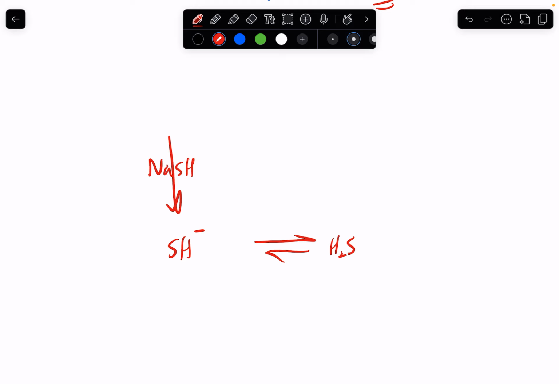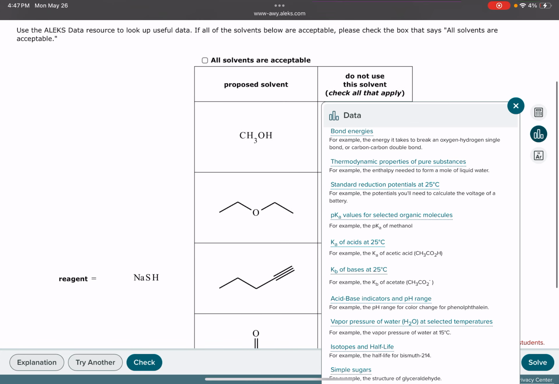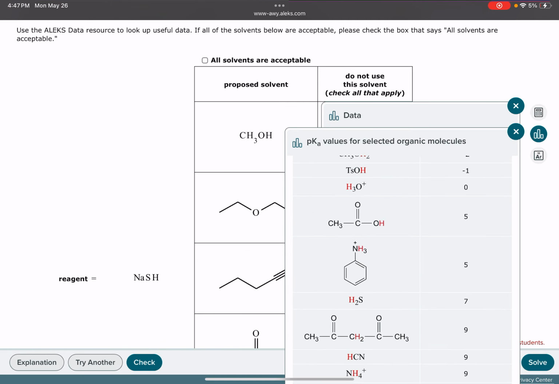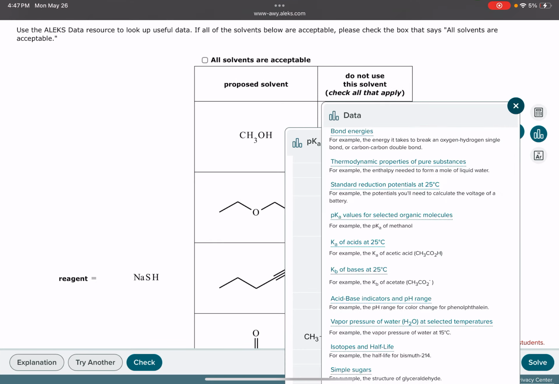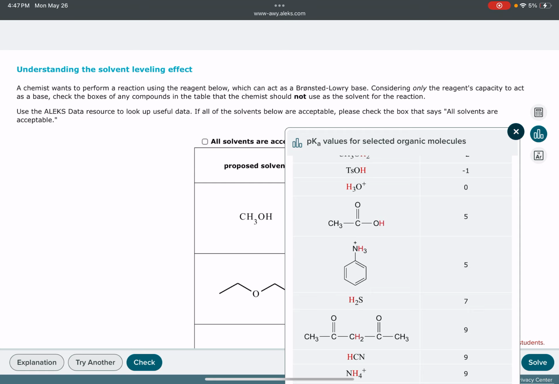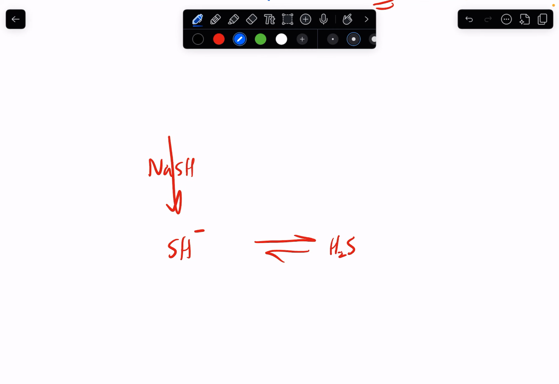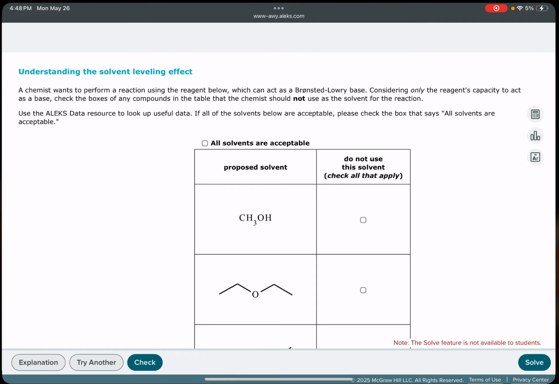H2S. This is the conjugate acid of that. Let's go look at the pKa table. Hopefully H2S is going to be on here. And it is. It's 7. Okay, that's pretty low. Let's go look at the other pKa's and see if there's anything lower than 7. If there is, then we're going to say, nope, can't do it with that. It's going to be too acidic.